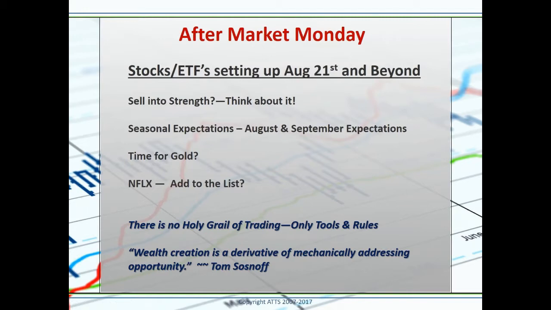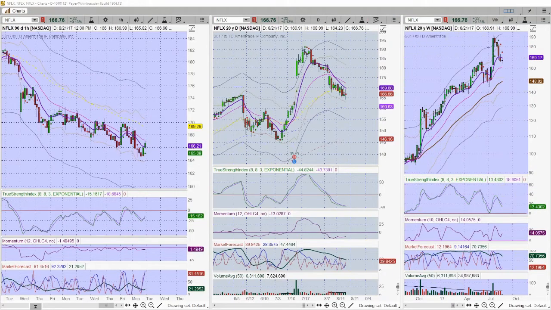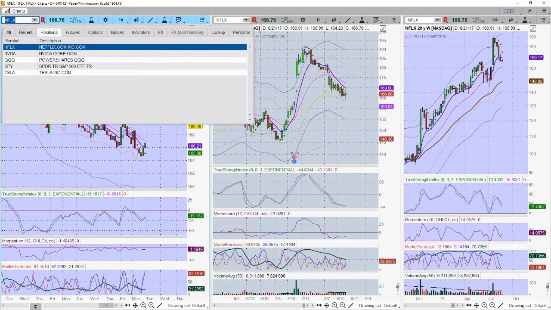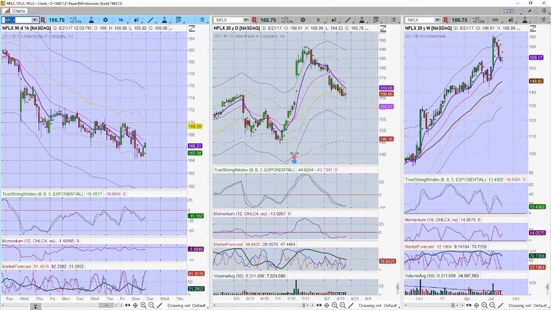Let's go run over real quick to the charts and see what we have going on here. Okay, let's take a look at the spiders first. SPY.